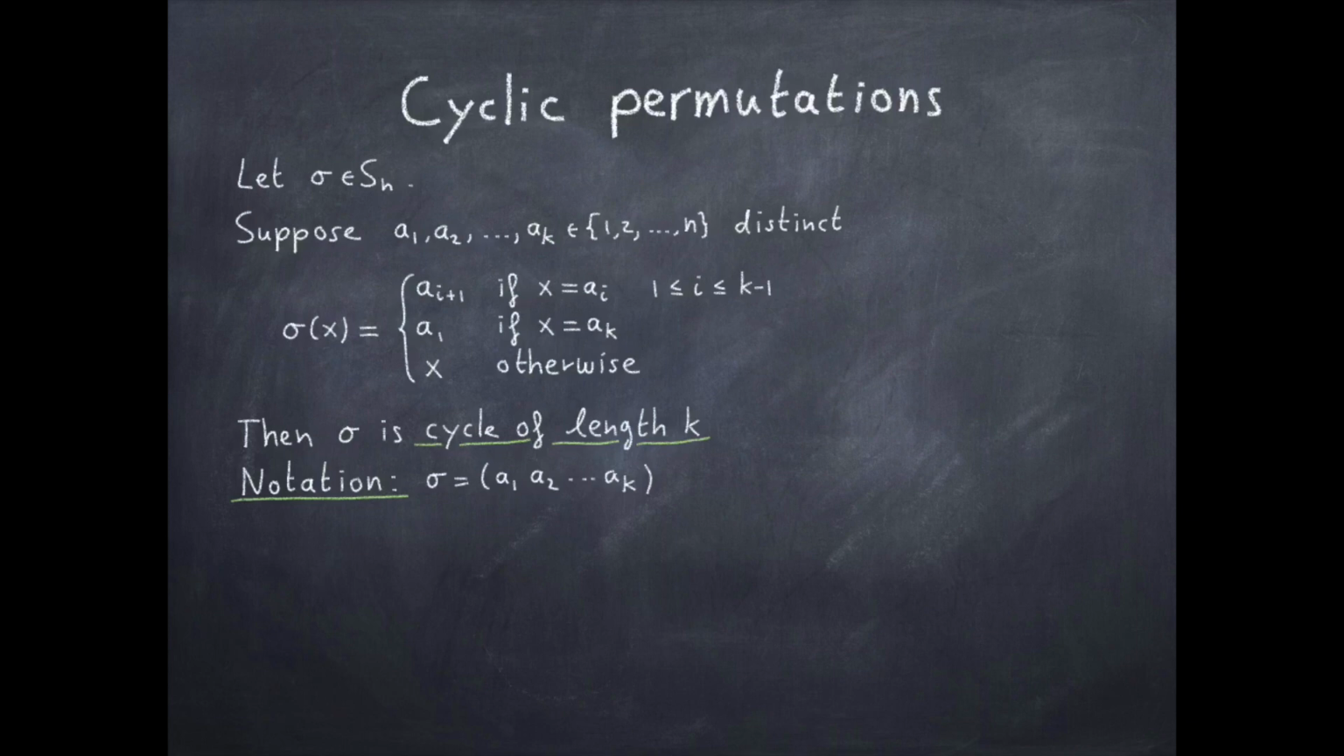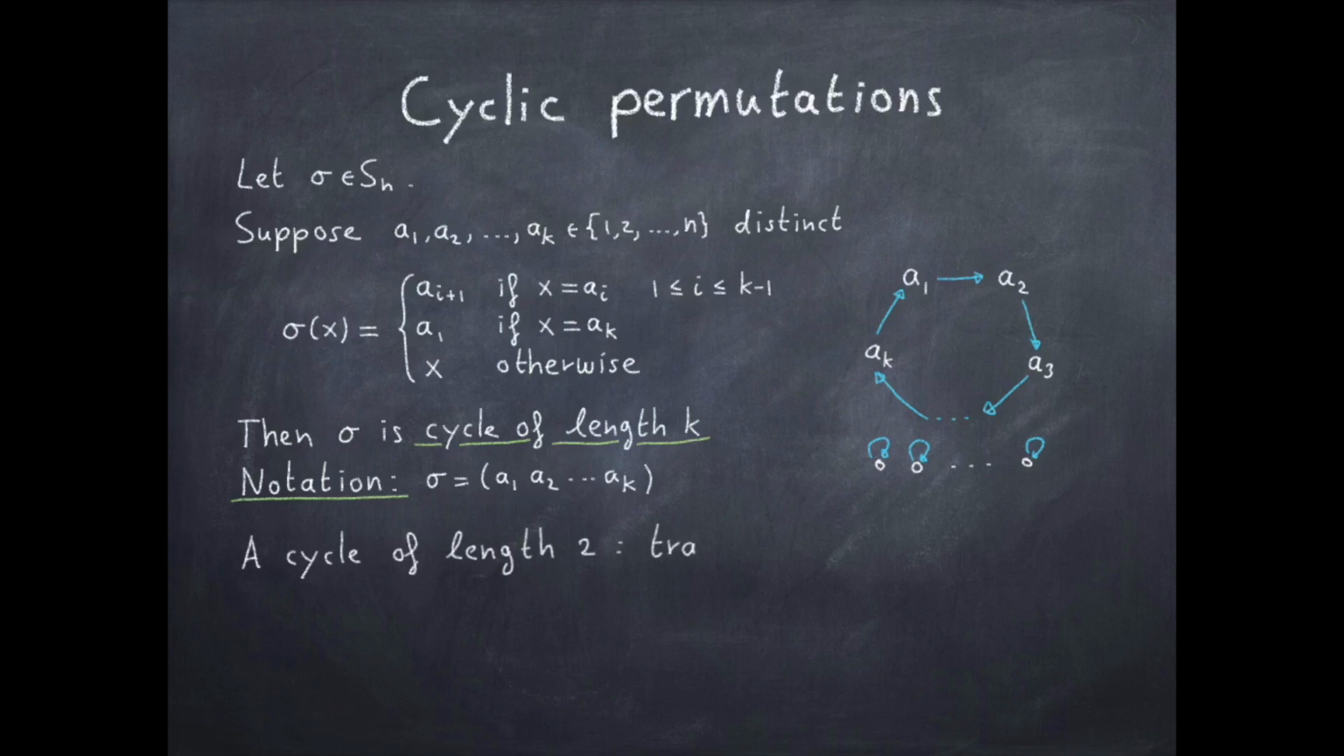In this case, we call sigma a cycle of length k, and to denote it, we write the elements 1 to k between brackets. In the diagram on the right, you see a picture of this cyclic permutation sigma, just as we've seen before. The smallest possible length of a cycle is k equals 1. This is, however, not a very interesting permutation because it leaves all the elements fixed. It's just the identity element.